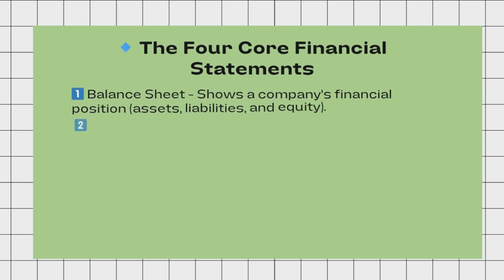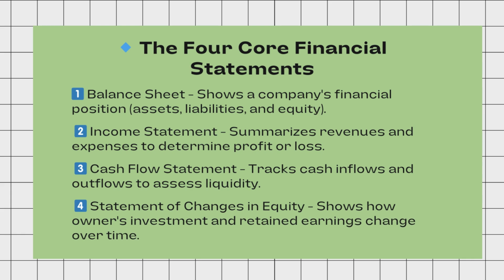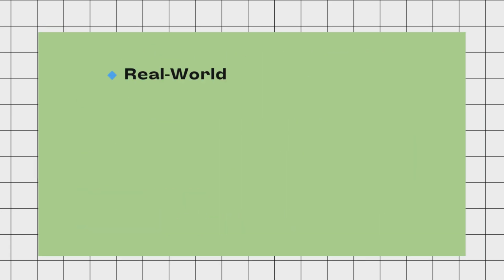The 4 core financial statements. 1. Balance sheet shows a company's financial position: assets, liabilities, and equity. 2. Income statement summarizes revenues and expenses to determine profit or loss. 3. Cash flow statement tracks cash inflows and outflows to assess liquidity. 4. Statement of changes in equity shows how owners' investment and retained earnings change over time.